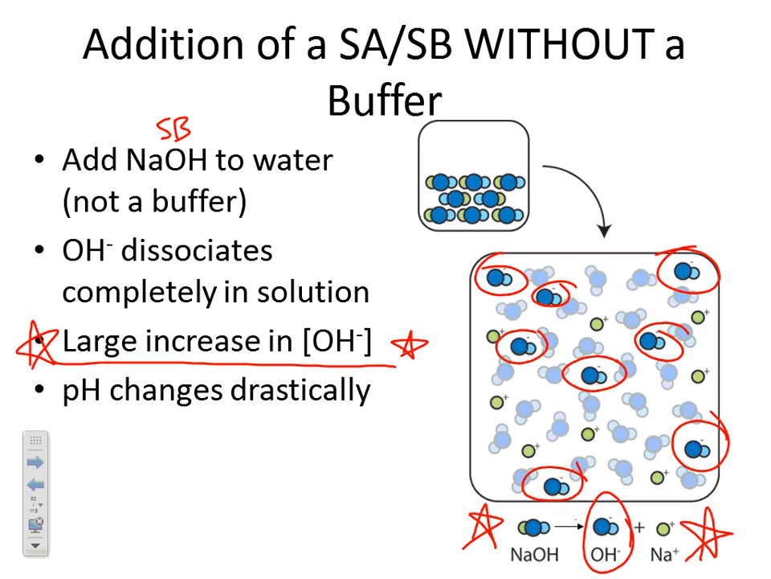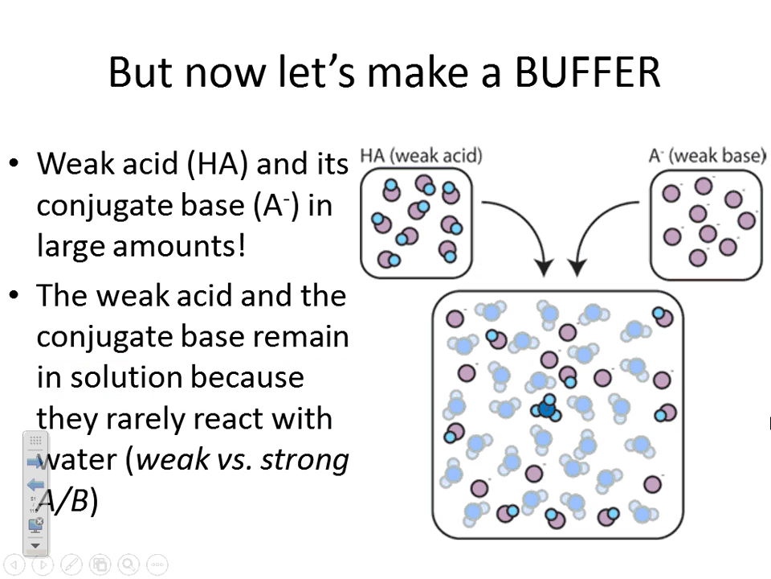So we're going to get a really big pH change because of this. We don't have a buffer system. You add in a strong base, you get a huge shift in the amount of hydroxide, and you don't have a buffer, you're going to get that big pH change. But now let's consider a buffer.